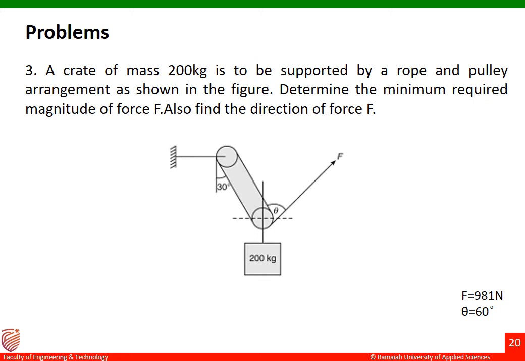First, we'll draw the free body diagram for the given figure. These are two pulleys over there, and then there is a crate of mass 200 kg, and to these two pulleys there are two ropes tied. This is one rope, and there is one more rope there. What we have to find out here is the minimum required magnitude of force. This is the hint given in the question to solve the problem.